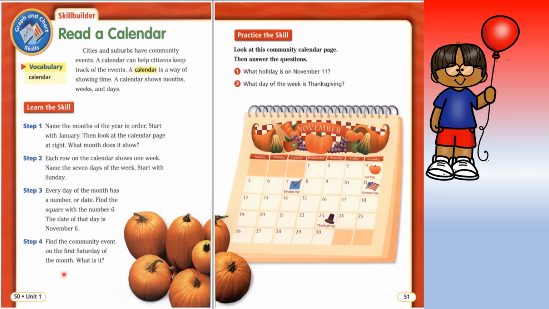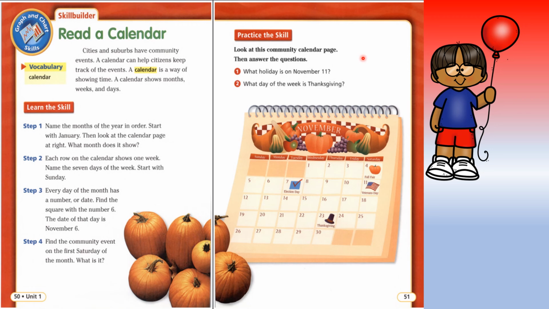Find the community event on the first Saturday of the month. What is it? Well, here's the first Saturday, here's the second Saturday, here's the third Saturday, here's the fourth Saturday. What is the community event on the first Saturday of the month? It's the fall fair.